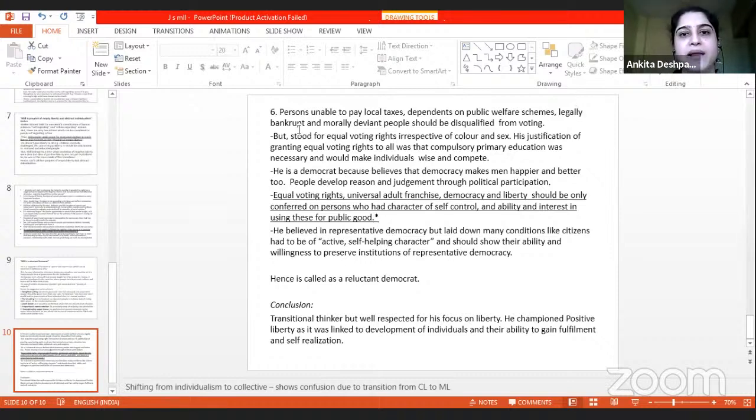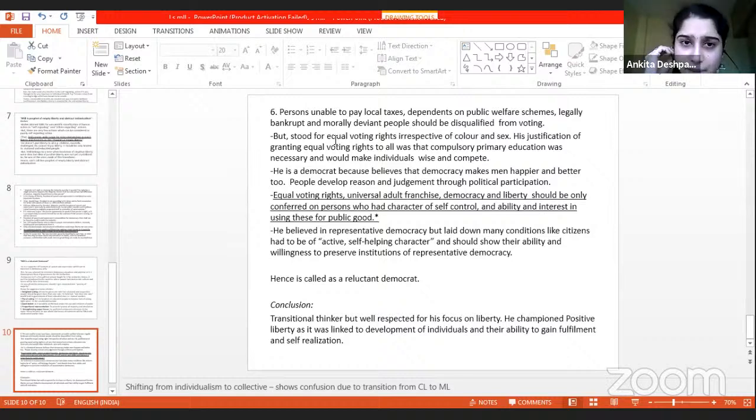So the ones who cannot pay local taxes or who are dependent on public welfare schemes, legally bankrupt. In India, we call them insolvent. Your constitution calls them insolvent, bankrupt people who do not have money. Once I do not have money, I am not bothered about who the government is or who forms the government. All right. So bankruptcy means you do not show any interest in whatever is happening in the state. So that's the reason why legally bankrupt and morally deviant. What is morally deviant? Drunkards. So people who cannot think right should not be given voting rights. So again, he's showing that democracy and rights are not supposed to be given to everybody.